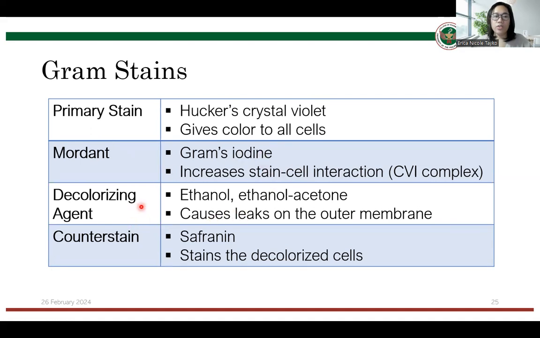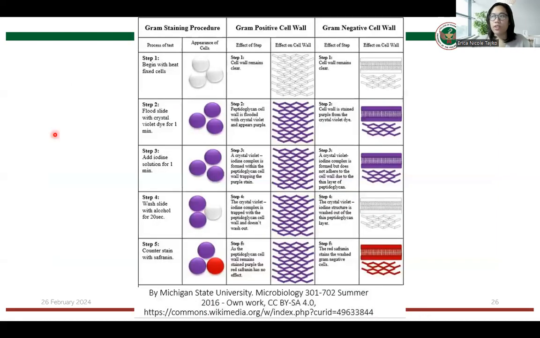Now, by the time that you try to decolorize it using your 95% ethanol, since yung gram-positive ninyo would have your thick peptidoglycan layer plus mordant, it would be difficult to decolorize them na. So meaning even if you place your counter stain, hindi siya mag-adhere. Okay, so this was already shown to you in class.